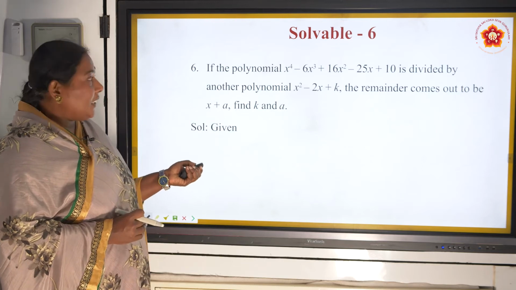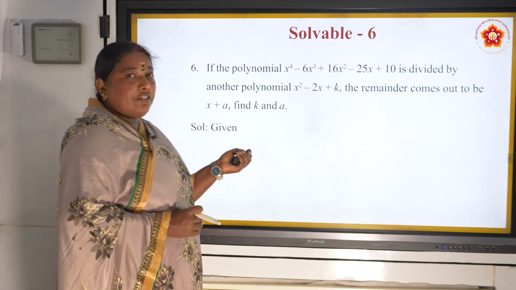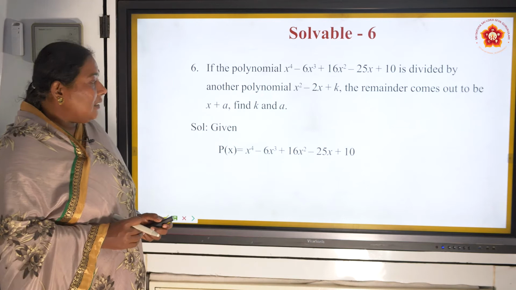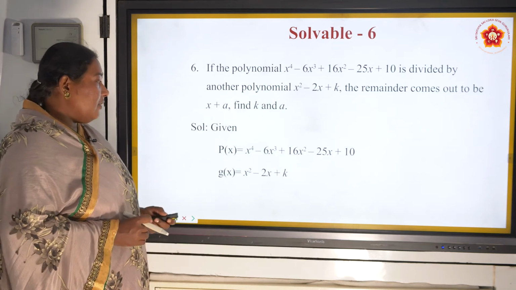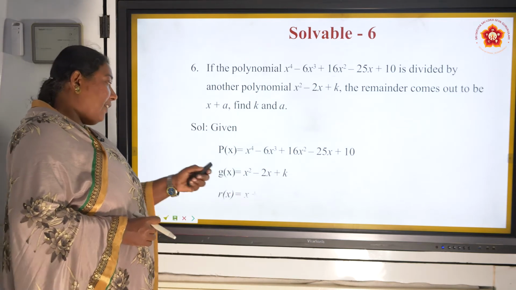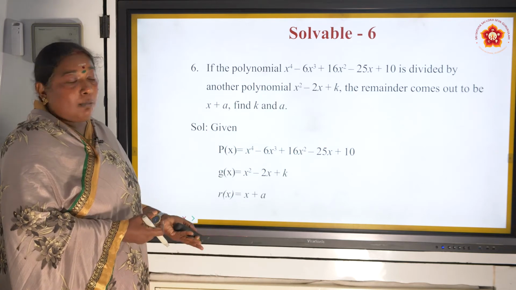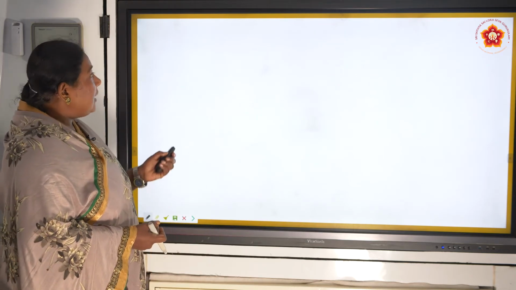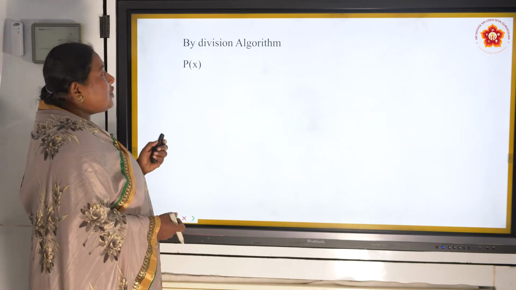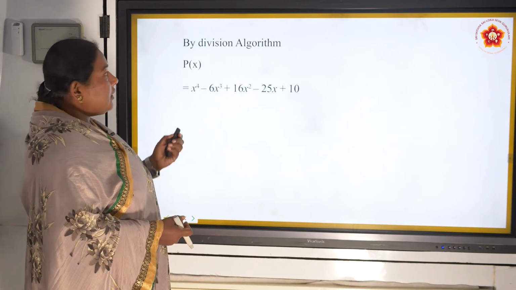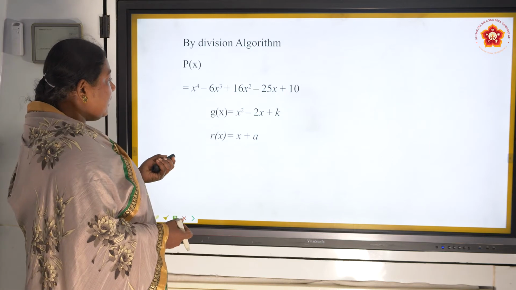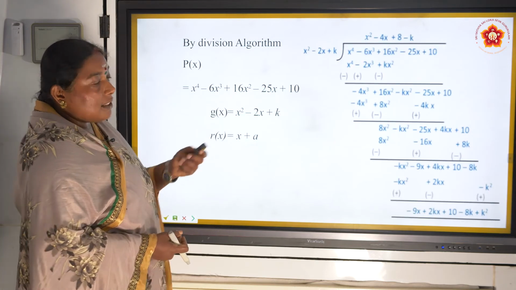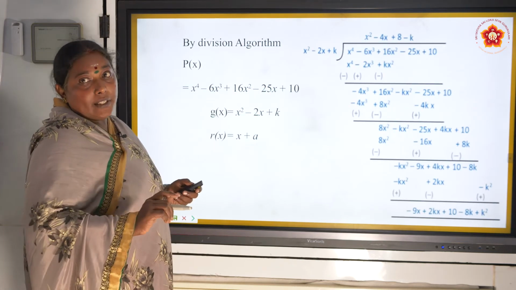So let us write. First, what do we have to write? We have to write the given polynomial, right? Next, what is given? The factor. Next, they have given that the remainder will be in the form of x plus a, right? Now, let us write the division algorithm, and according to that we will get the answer. Okay, this is the answer. Let us do it.